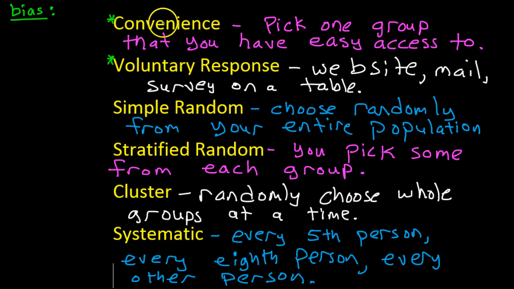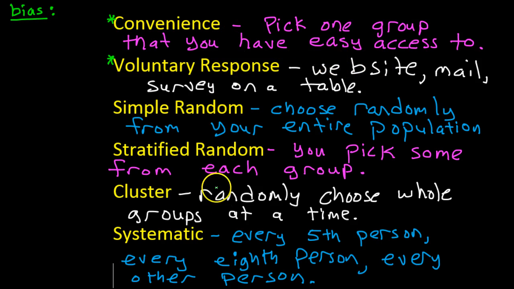So convenience, for example, will give me a biased sample very often because imagine that you wanted to know the average height of a student in a high school. So you walk into a classroom and just measure everyone's height in that classroom. And you figure the average height in that classroom should be pretty close to the average height of the whole school, so you use that to represent the school. So that's convenience because I just walked into one group that I had easy access to.